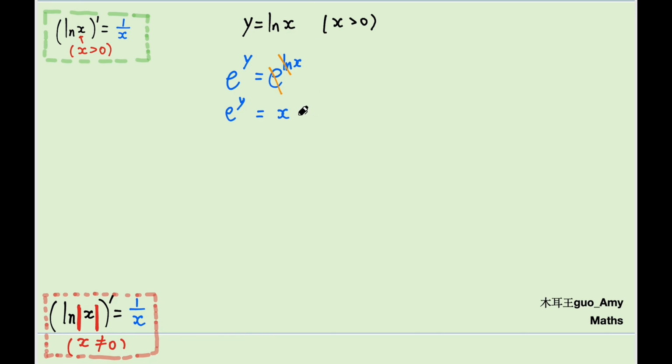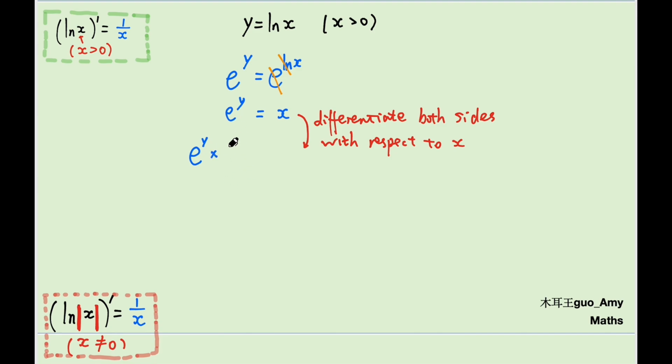Then we are going to differentiate both sides with respect to x. On the left-hand side, e to the power y is a composite function, so we differentiate the exponential function, and then the function y with respect to x, and we will have dy over dx. On the right side, we will have 1.